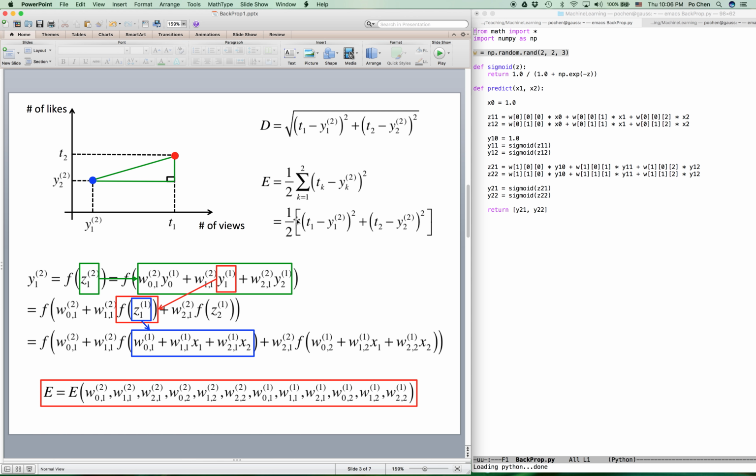So it looks like this. For this particular simple example, it looks like this: 1/2, and then the distance squared. So this thing here in the square bracket is just the distance here squared, right?